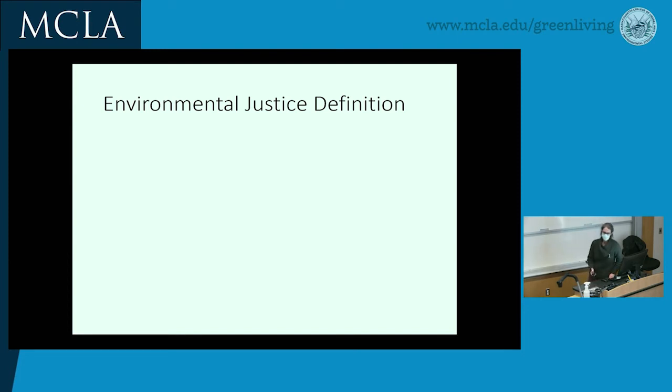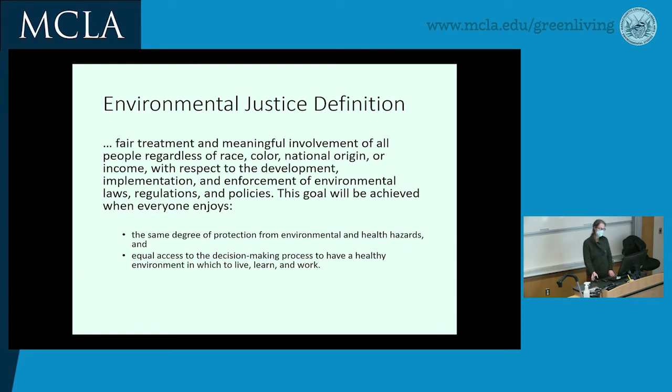But first, a definition of environmental justice, because you've seen some of the principles, you know more or less the origin of the concept, but this is EPA's definition of environmental justice: the fair and meaningful involvement of all peoples, regardless of race, color, national origin, or income. You can keep reading. Equal access to decision-making process to have a healthy environment, again, in which to learn, live, and work.